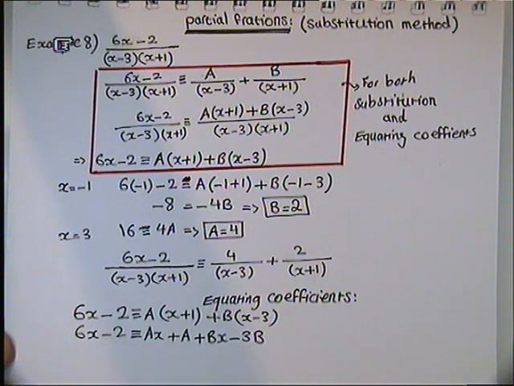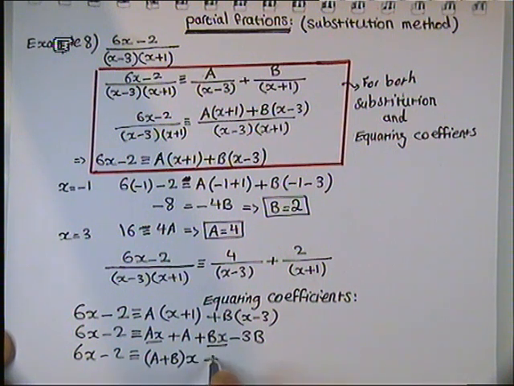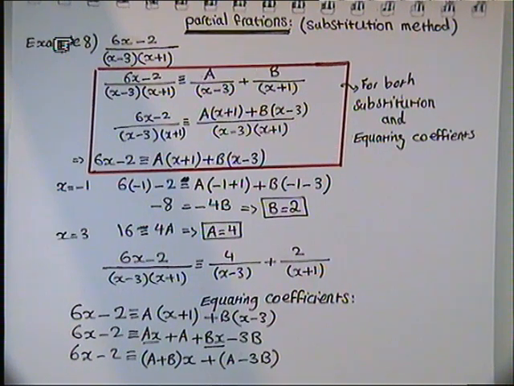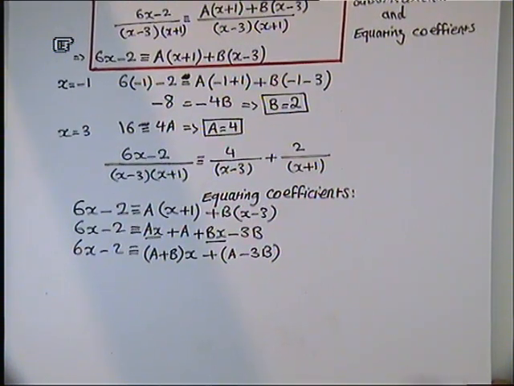Let's bring all the x's together. 6x - 2 is identical to Ax and Bx, which are the same thing, so I write down (A + B) in the bracket times x. Just brought both together and factorized x, plus A - 3B. Now I move the page a little bit further.